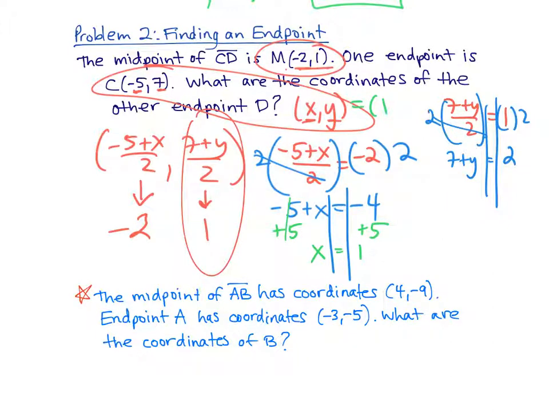To undo this, this is a positive 7, so we want to get rid of that. We want to subtract 7 from that side, subtract 7 from this side. We get y equals negative 5. So our answer is (1, negative 5).